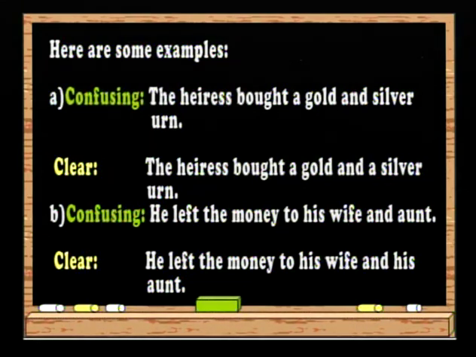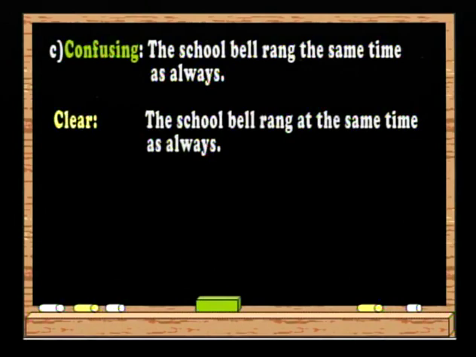Another confusing sentence: he left the money to his wife and aunt. The clear version: he left the money to his wife and his aunt. The school bell rang the same time as always. The school bell rang at the same time as always.